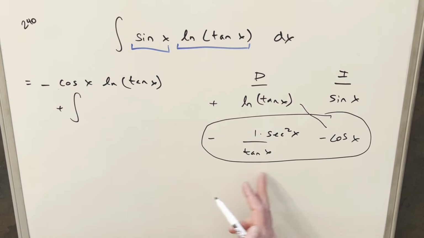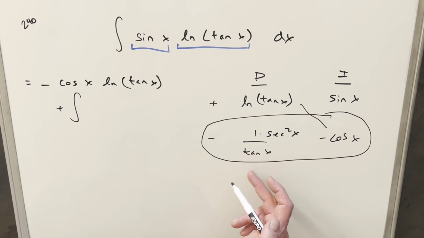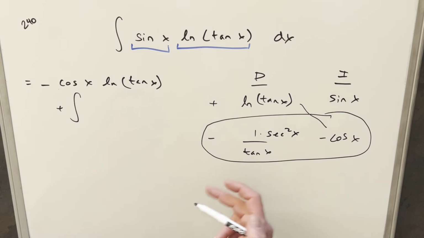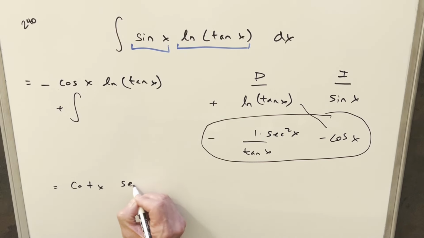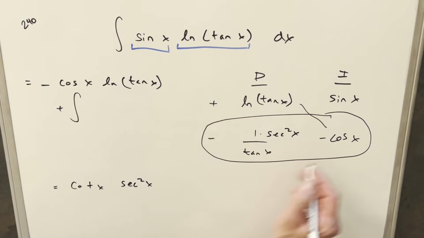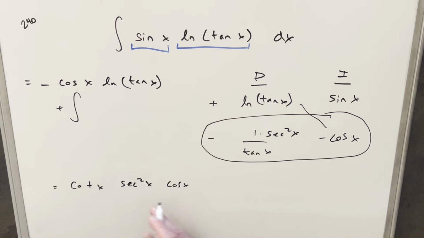And now before I plug this all in and we make a mess over here, let's try to simplify it first. So I'm going to take tan x. So first I'll take tan x to the denominator and flip it. So I can write this as cotangent x secant squared x, and then we'll have our cosine x. But secant's just 1 over cosine, so I'm going to cancel cosine with one of these secants.